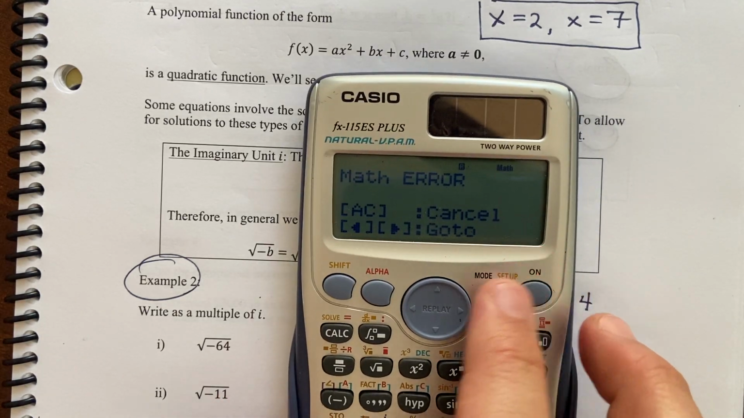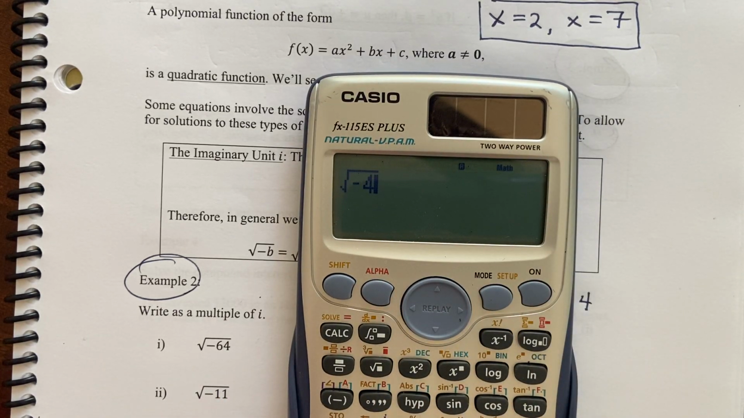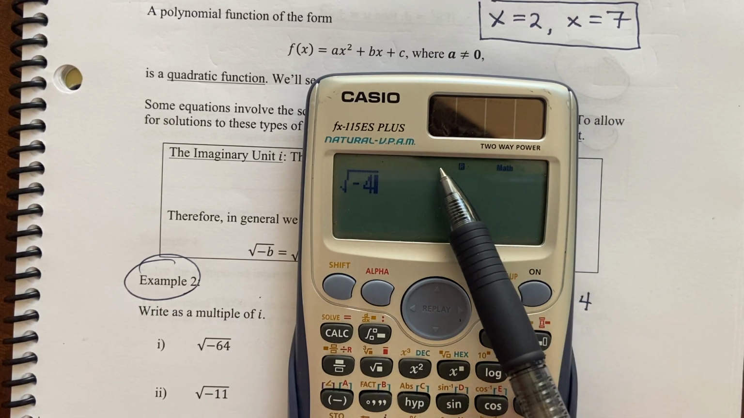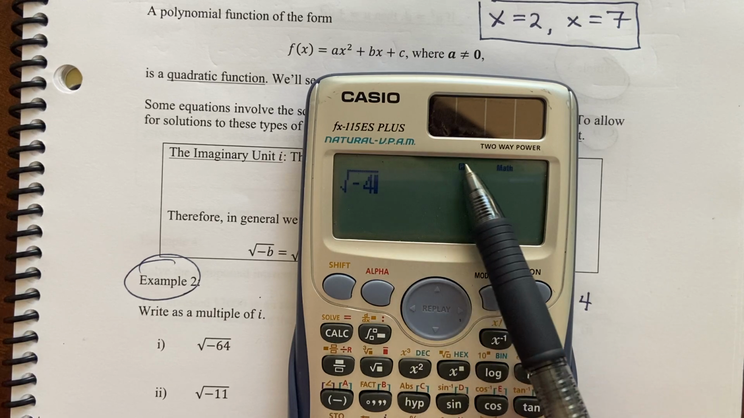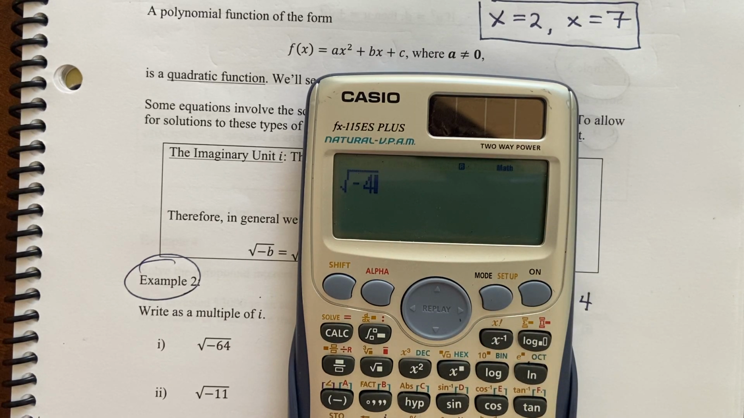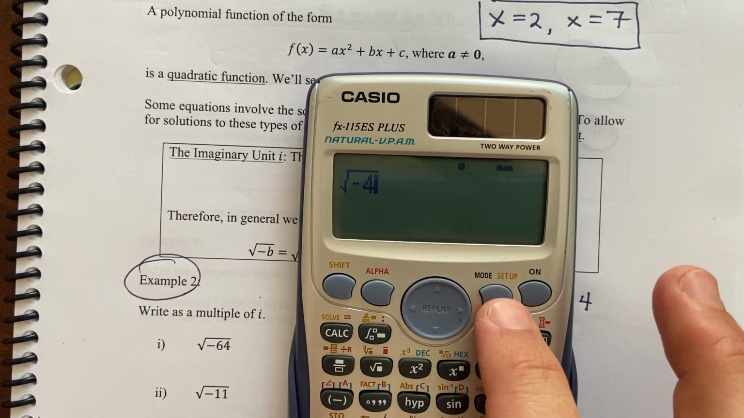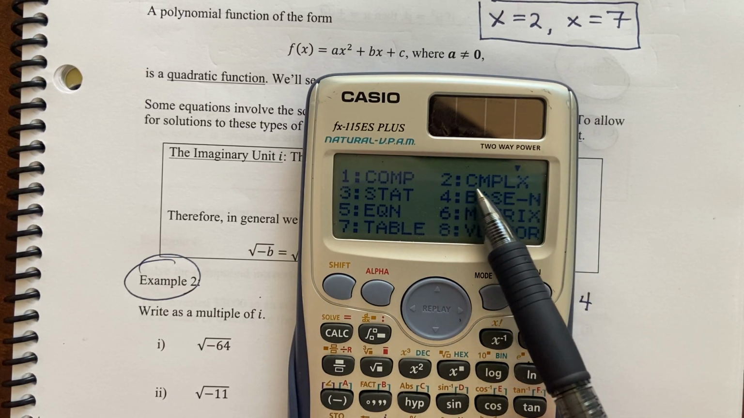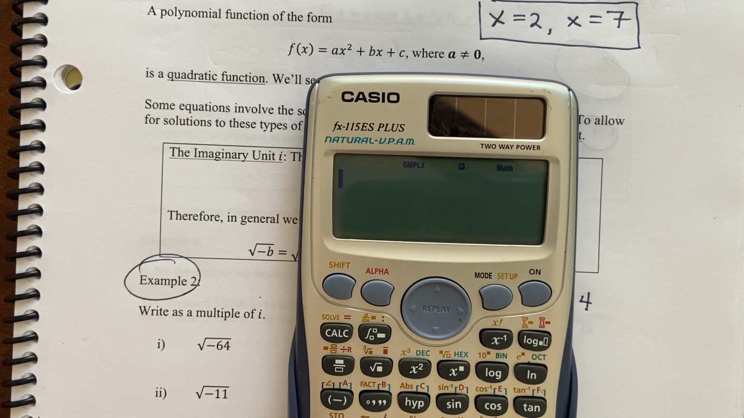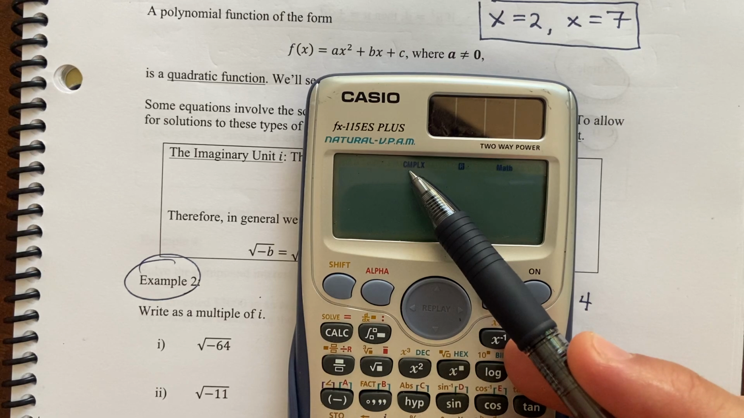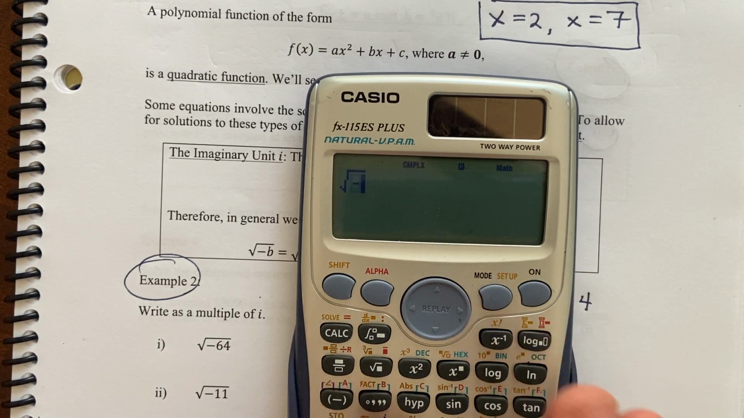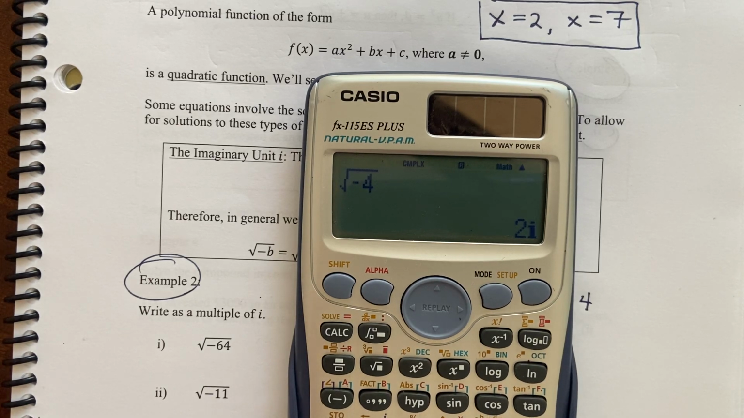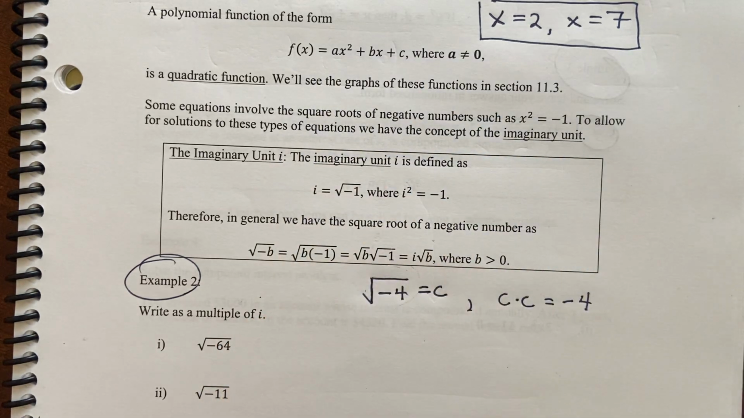So on your calculator, see how up here it says math, and there's this R there, but don't worry about that. It doesn't say anything else. To deal with something like this, what I'm suggesting is press mode and then number 2. So select CMPLX right there. Now it says CMPLX up there. That means complex. So now when I go square root of -4, it'll actually tell me that that's equivalent to 2i. And I'll explain why in a second.